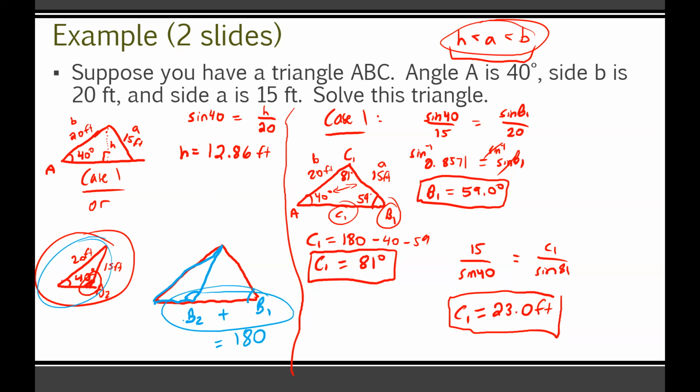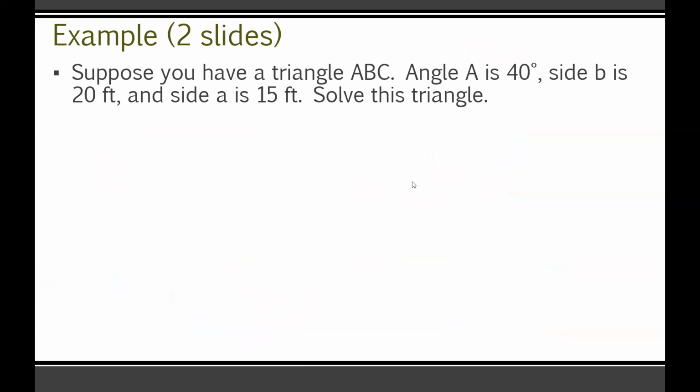That is the only thing you really need to remember on how to create an ambiguous case triangle. Jumping from case 1 to case 2 is just a matter of solving for B2. Keep in mind, B1 was 59 degrees. I'm going to jump forward to the next slide because it's nice and clean. Let's worry now about case 2.